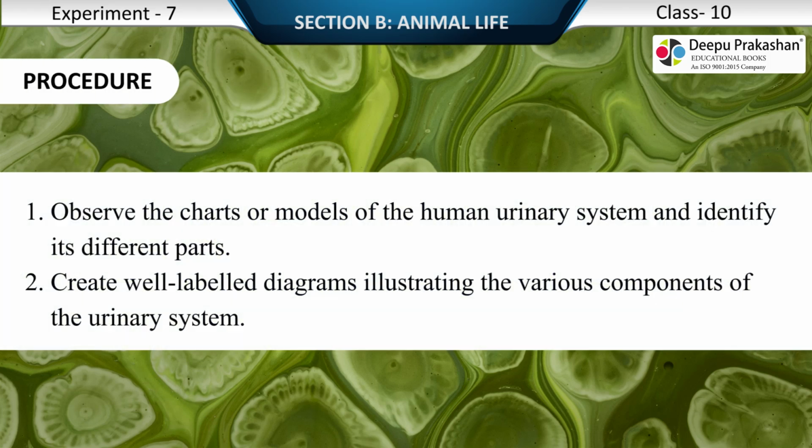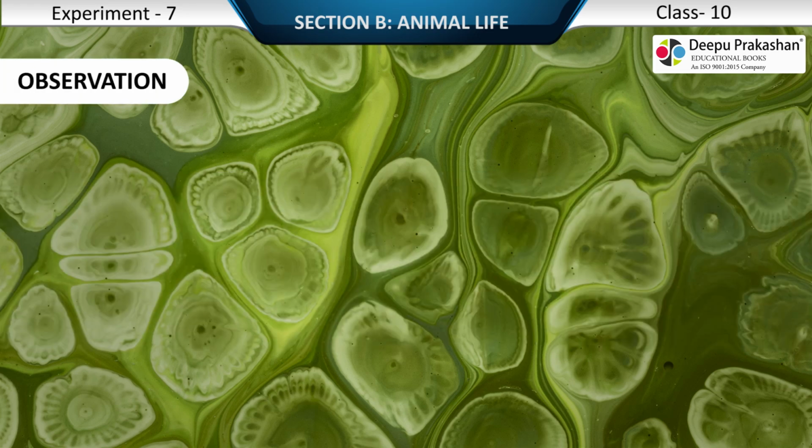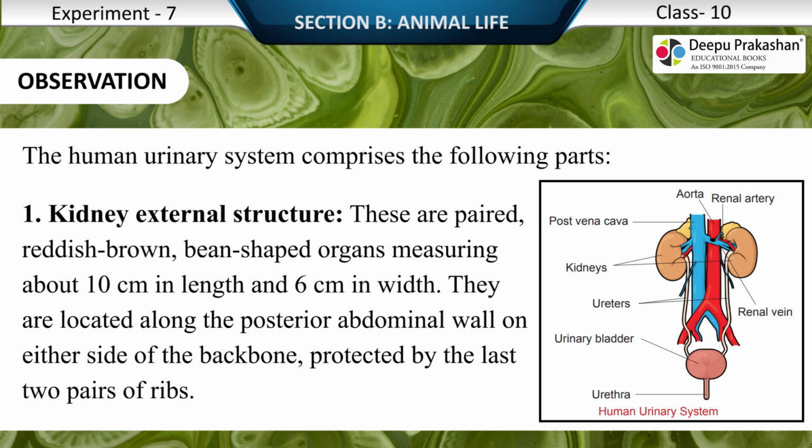Procedure: 1. Observe the charts or models of the human urinary system and identify its different parts. 2. Create valuable diagrams illustrating the various components of the urinary system. Observations: the human urinary system comprises the following parts.